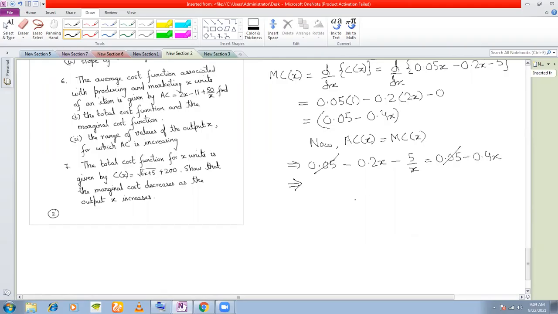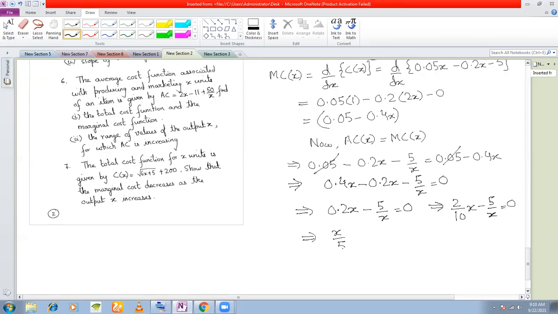So clearly 0.05 will cancel from here. And what will be left? If you bring 0.4x to the other side, you get 0.2x minus 5 by x is equal to 0. You can convert this to a fraction: 2 by 10 x minus 5 by x is equal to 0. That means you get x by 5, so we'll cancel here. Minus 5 by x is equal to 0.